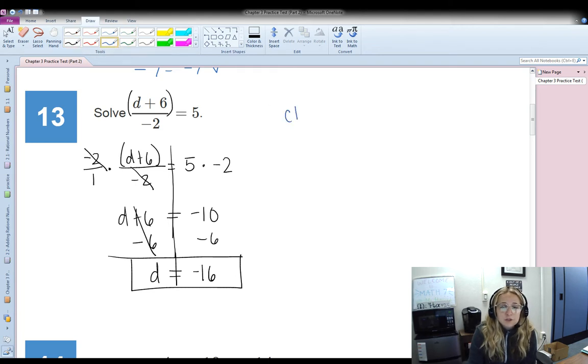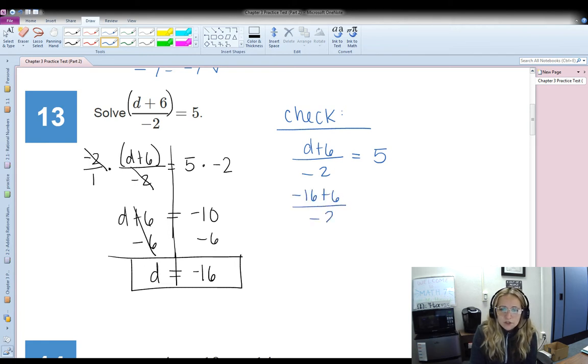But of course, I do want to check my work. So I'm going to write my check over here. I'm going to write d plus 6 over negative 2 equals 5. I'm going to plug in what that d equals. So negative 16 plus 6 over negative 2 equals 5. So again, I know this is a lot, so I'm going to highlight the d so that you guys know how we're filling things in.